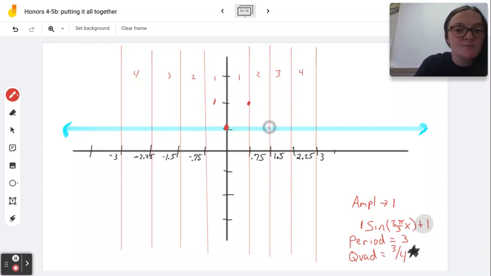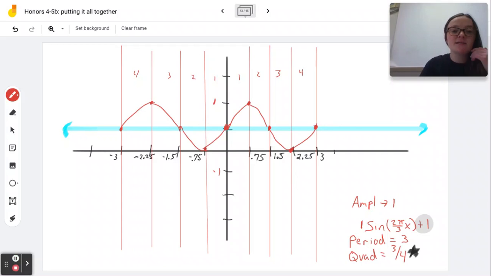From there, sine goes back down to the midline, and then it goes down to a minimum, but in this case, it only needs to go down 1. So it's only going to go down 1, and then come back up to the midline. Do the same for the other side. And this right here is the graph of 1 sine of 2 pi over 3x plus 1. So notice how our new markings have no pi in them at all because it was canceled out when we found the period.